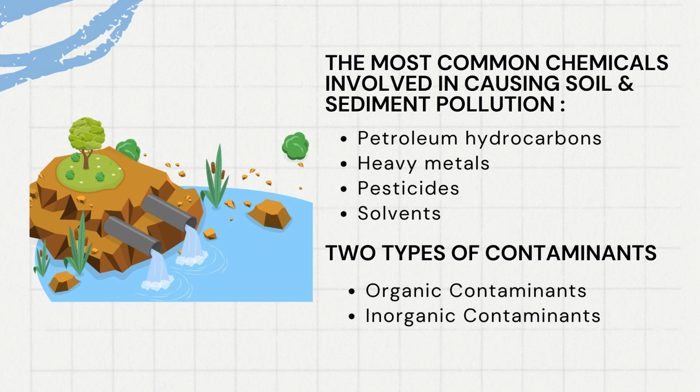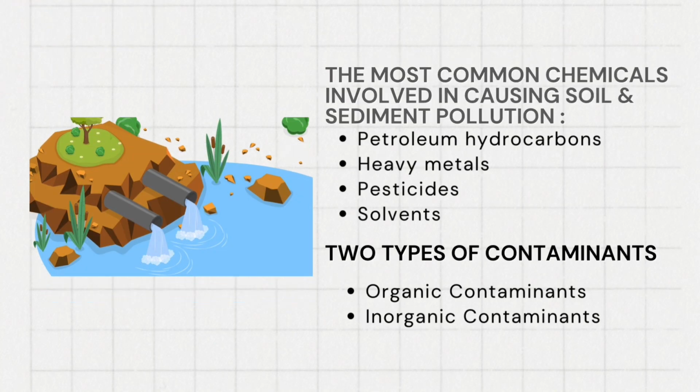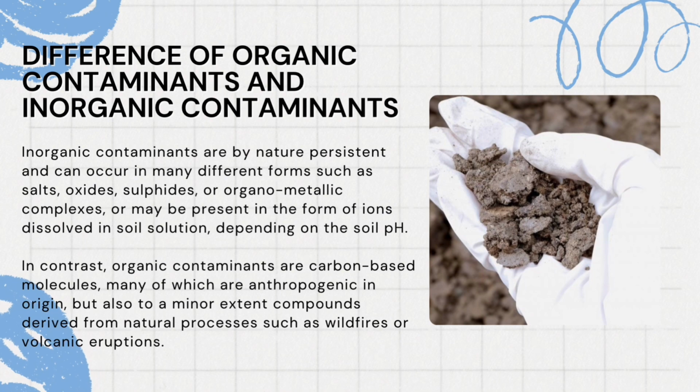When we talk about contaminants of soil and sediment, there are actually two types of it: inorganic and organic contaminants. The distinction between these two contaminants lies in their fundamental chemical composition and sources. Organic contaminants, composed of carbon-based molecules, encompass substances like hydrocarbons from petroleum, pesticides, and various industrial chemicals. These contaminants often persist in the environment, posing challenges due to their longevity and potential bioaccumulation.